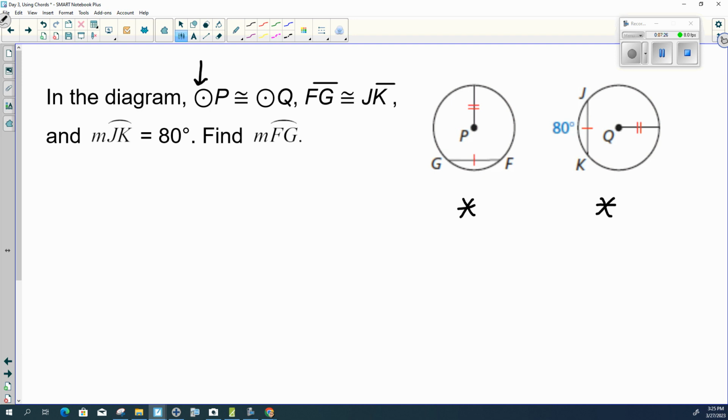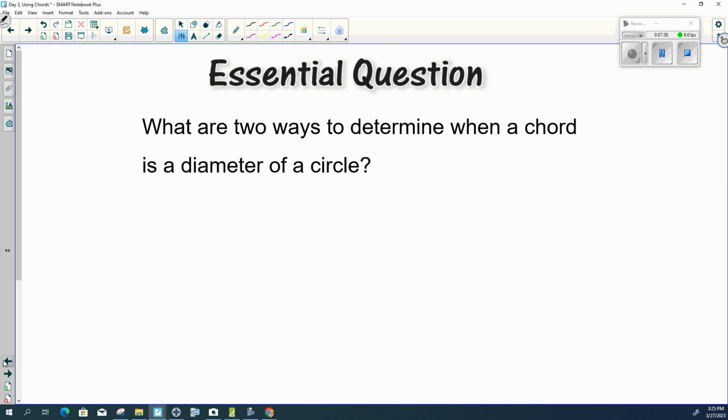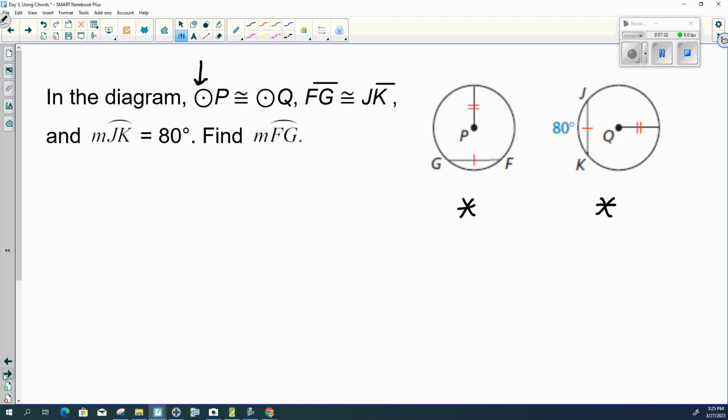I think I skipped something. Oh, it was probably yesterday. Yesterday we hopefully learned that all circles that have the same radius are congruent. So notice these are showing me that I've got the same radius. So these are the same size.